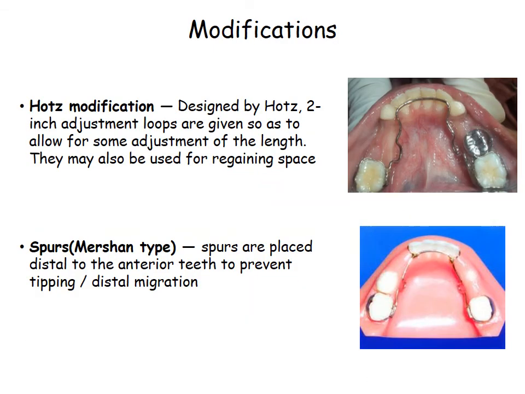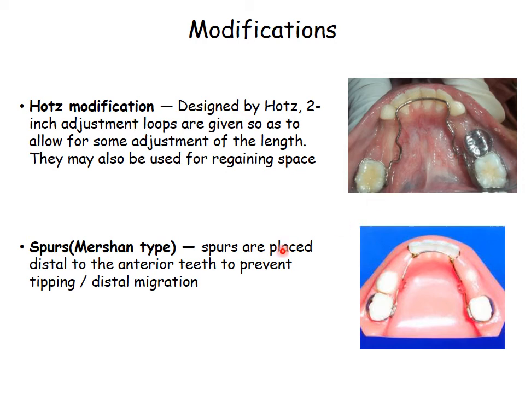Moving on to the modification of the appliance, it's Hott's modification. In Hott's modification, you have 2-inch adjustment loops. As you can see here, these loops are given so as to allow for some adjustments in the length. They are basically used for space regaining.